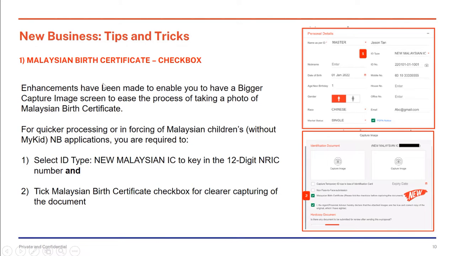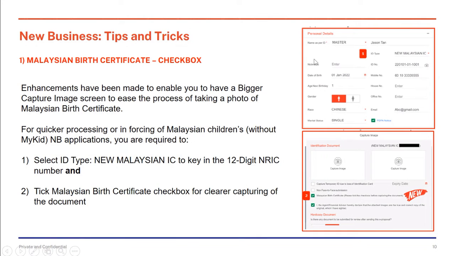So if you want faster processing or to enforce the policies without the MyKitKat, you are required to select the ID type first. This one you have to select: under new Malaysian IC. First step, you have to key in the 12-digit NRIC number. Second step, you tick the Malaysian birth cert checkbox for clearer capturing of the document. You have to tick this box first before you go through capturing the photo. Then only you take the photo for easy uploading.